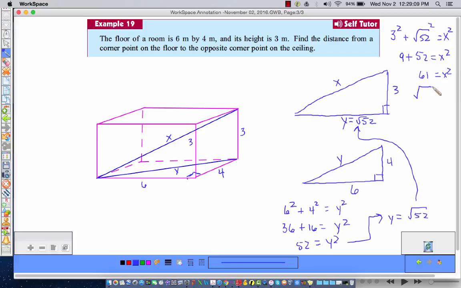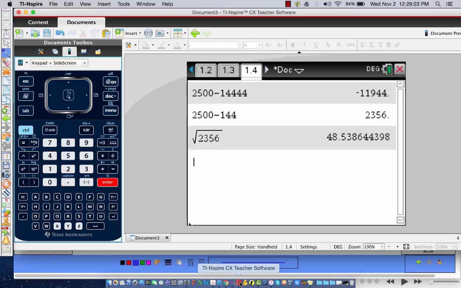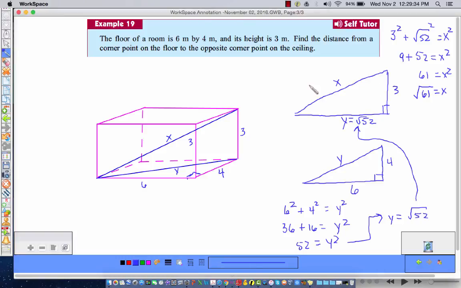So the square root of 61 is equal to the distance from one corner, the bottom corner, to the opposite corner on the ceiling. And since it's a distance, we probably should get an estimate for that. So let's do control square root 61, and we get about 7.81 meters. So we can say that 7.81 meters is approximately equal to x.